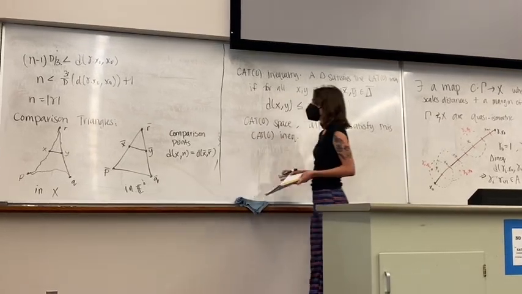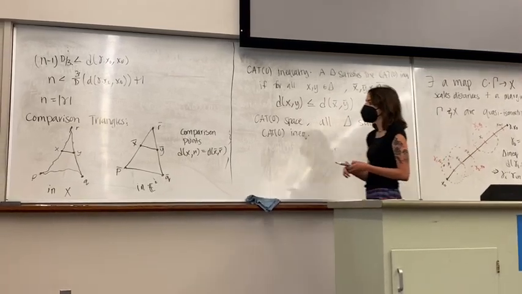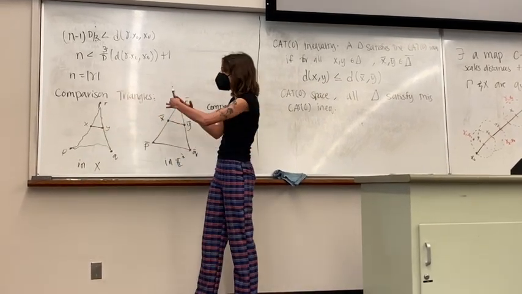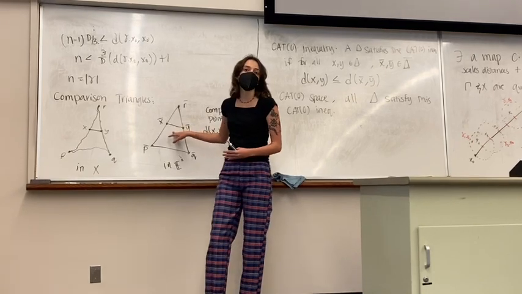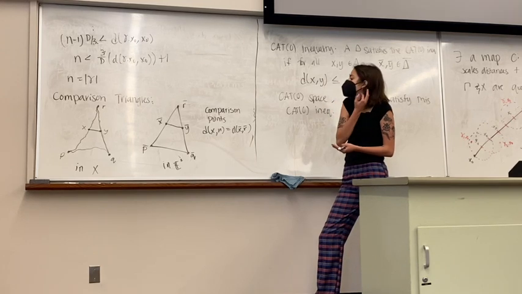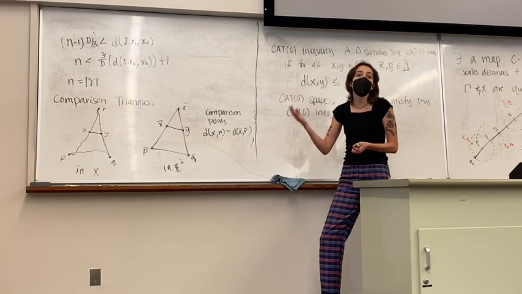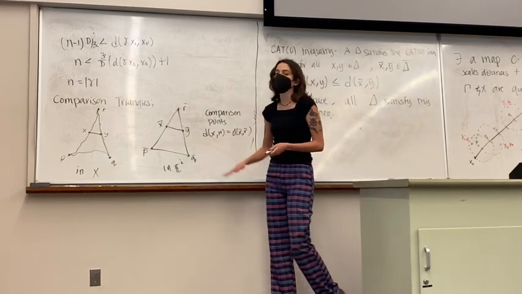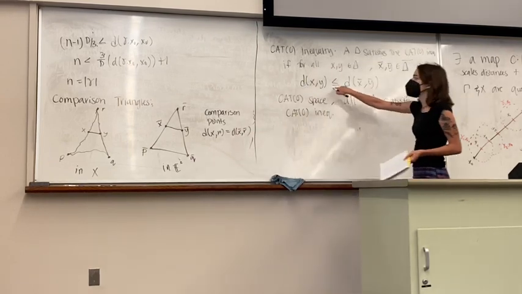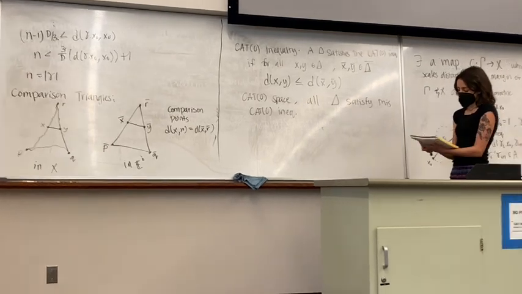And so the idea that this CAT(0) inequality is getting at is that triangles which satisfy it can be viewed as thinner than their corresponding comparison triangles. Having a thinner triangle gets at the idea of having non-positive curvature, because the Euclidean plane has zero curvature, and so if we're thinner, or not even necessarily thinner, but exactly the same, then we have non-positive curvature in our space.